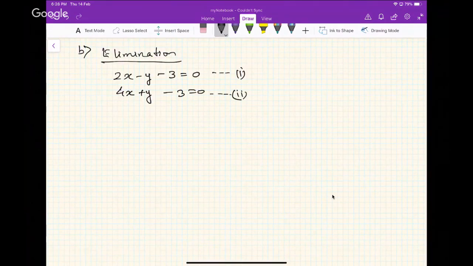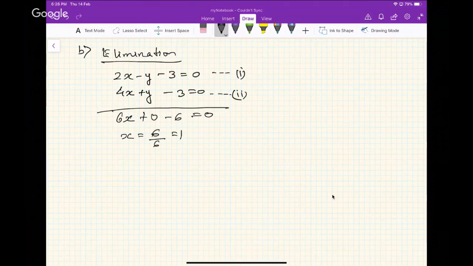So let us say I want to eliminate y. If you simply add the two equations, adding two equations means add LHS to LHS, add RHS to RHS. So 2x plus 4x will give 6x, minus y plus y will give you 0, and minus 3 minus 3 is minus 6 equals 0. So very simply, x comes out to be 6 upon 6, which is 1.